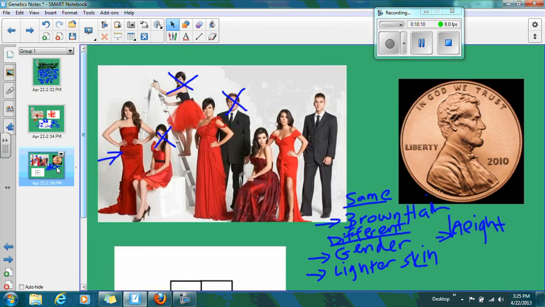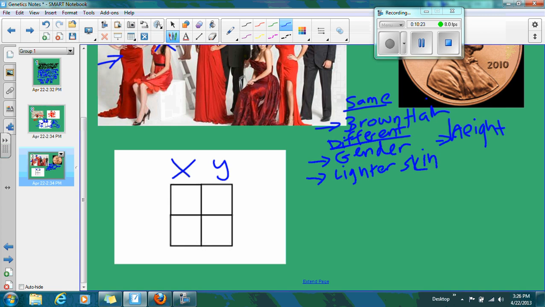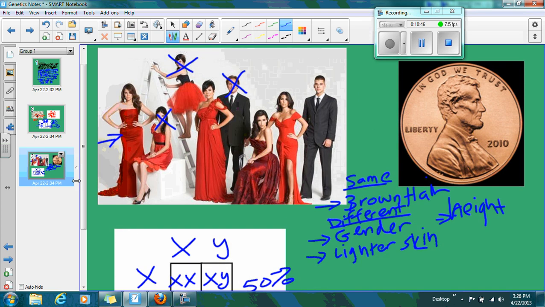Lastly, I just want to talk about the fact that the Kardashians have only one boy. If you guys remember, the genotype for a boy is XY, and the genotype for a girl is XX. So if you have a mom and a dad, they typically have a 50% chance of having a boy or a girl. You can even see this by looking at this Punnett square. 50% boy. So why in the Kardashian family is there only one boy?